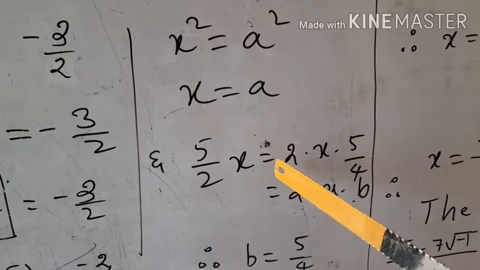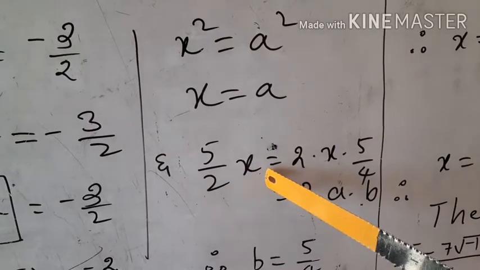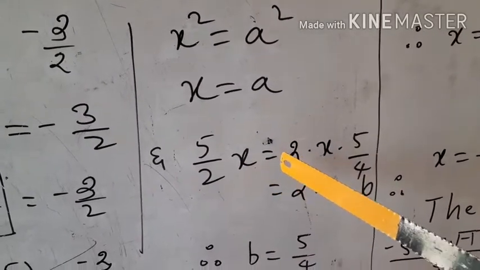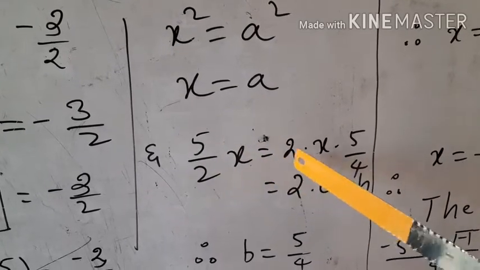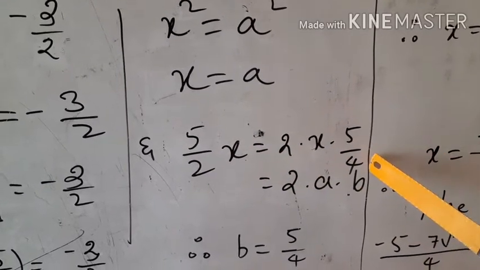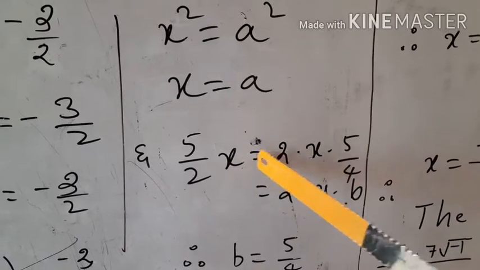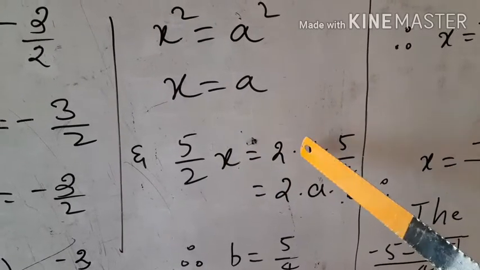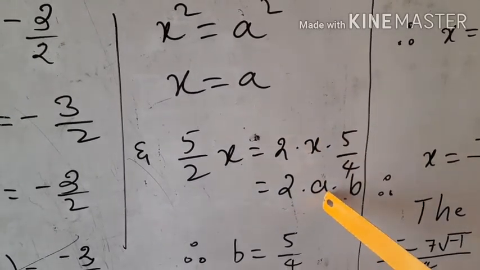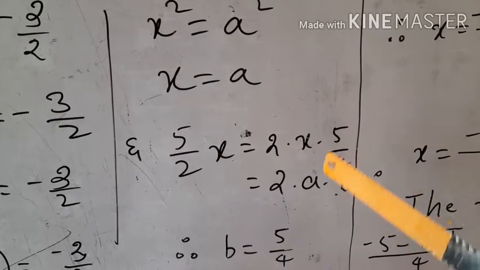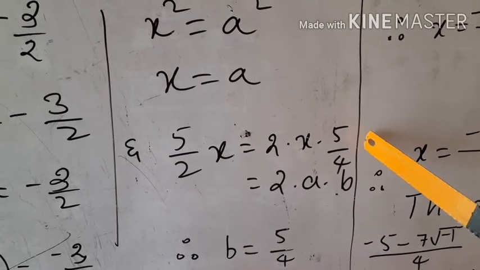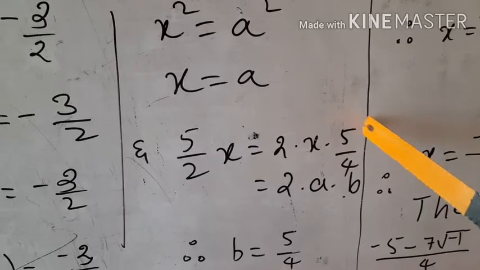See here, this is made equal to 2ab. So I write this 5 by 2x as 2 into x into 5 by 4. Because in 2ab, a is x. Therefore, a is x, and I don't know the value of b. Therefore, I adjust the value of b as 5 by 4.